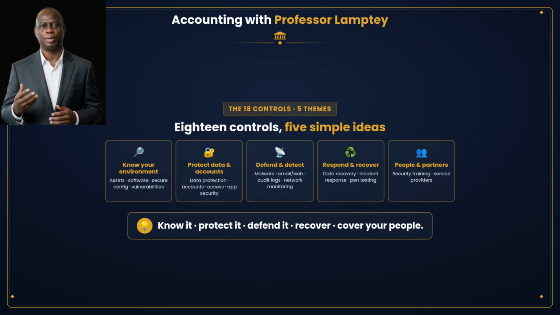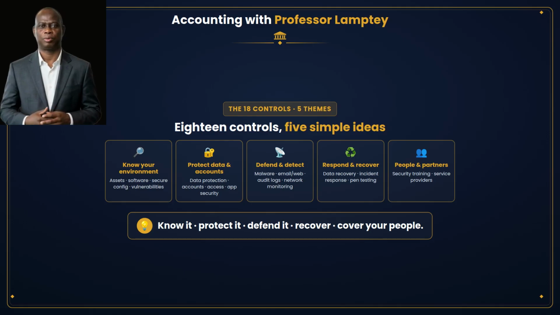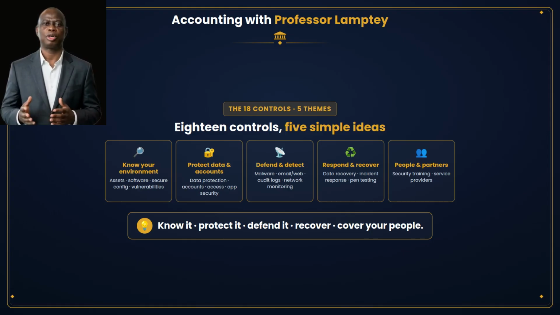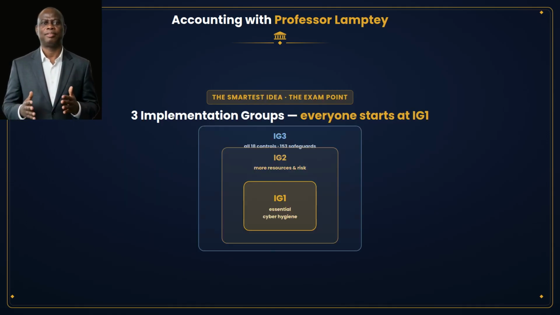And fifth, your people and partners. Security awareness training and managing your service providers. Know it, protect it, defend it, recover from trouble, and cover your people. 18 controls, 5 simple ideas. Now, the single smartest idea in the framework and the exam point to know.